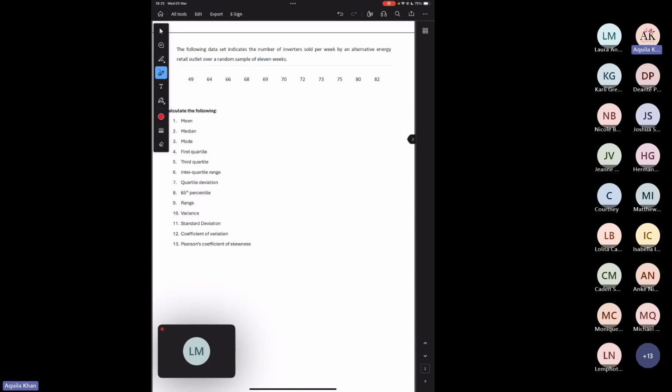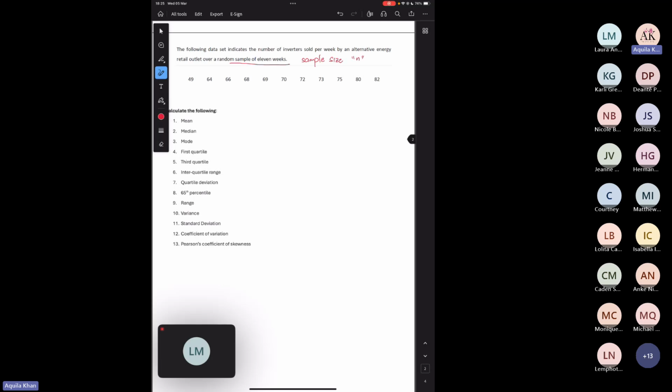Okay, so let's look at these. It says that the following data set indicates the number of inverters sold per week by an alternative energy retail outlet, over a random sample of 11 weeks. What's important to note here is that they said at the top that this is over 11 weeks, and this becomes your sample size. They actually use the word sample here as well. It becomes your sample size, meaning that you have 11 values in total. This is denoted by the letter N.